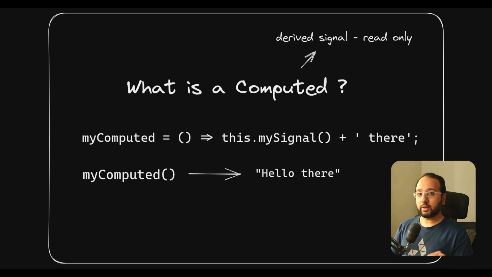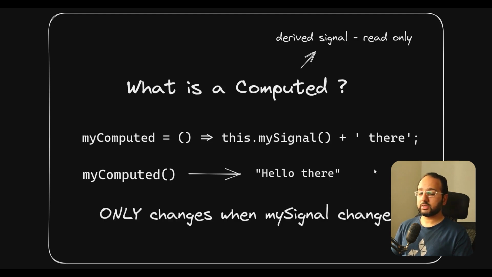Now this all happens automatically. Angular basically finds out what the dependencies of my computed are automatically when you actually specify the signal within this function. So then Angular knows exactly when to update the myComputed when the mySignal updates. This myComputed only changes when the mySignal changes. Otherwise it retains its old value, so it does not recompute again and again when the UI is rendering.